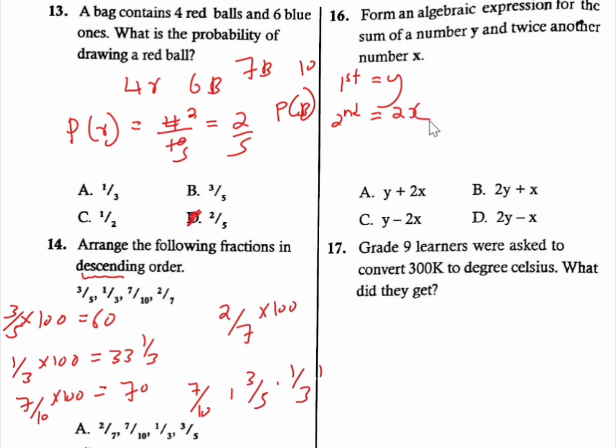The sum means we add. So the sum of these two numbers will be y plus 2x. That's what you mean by the sum. Therefore, y plus 2x, you can see the correct answer is A, y plus 2x.